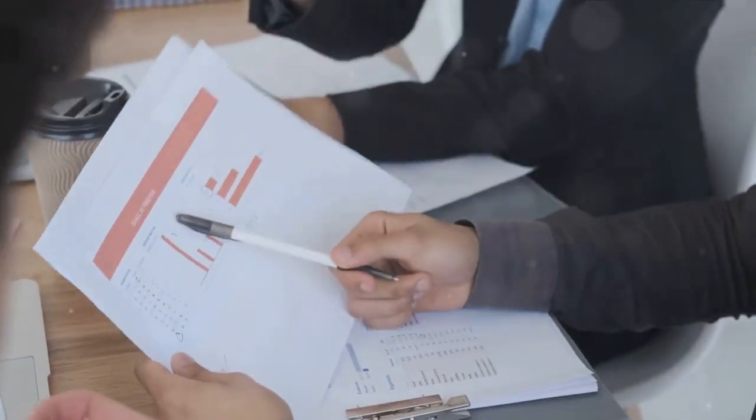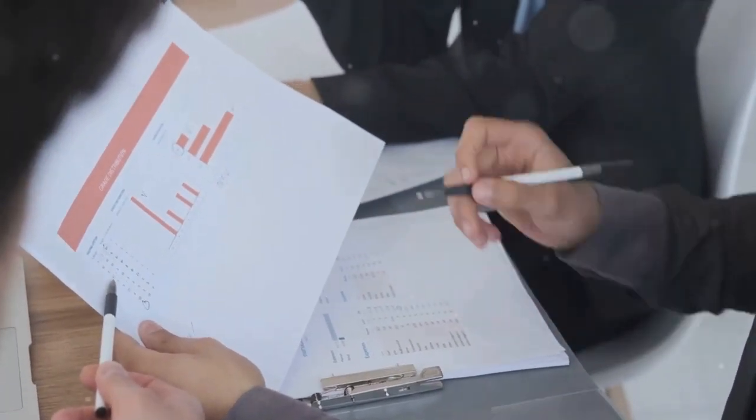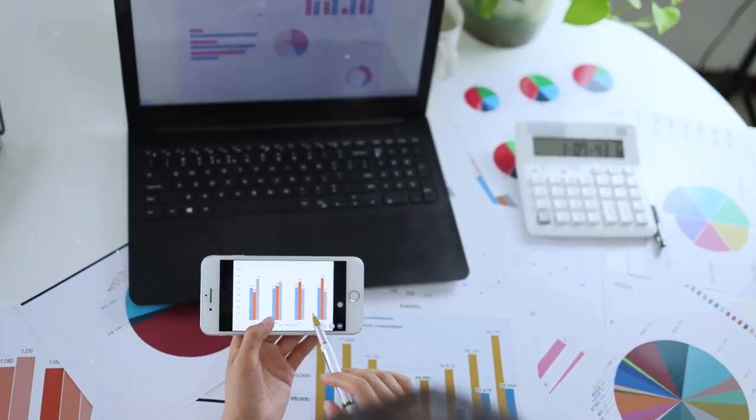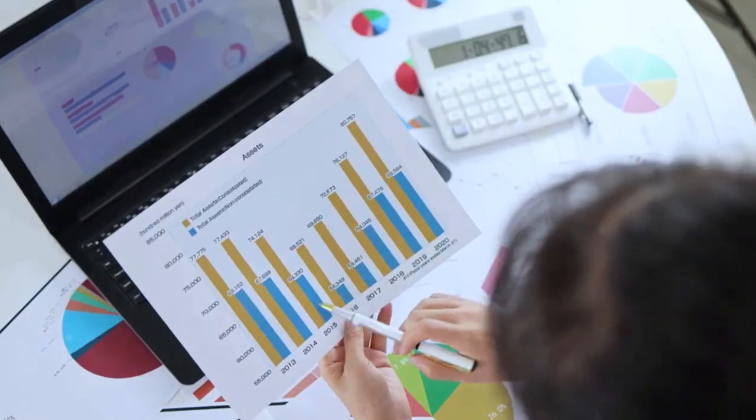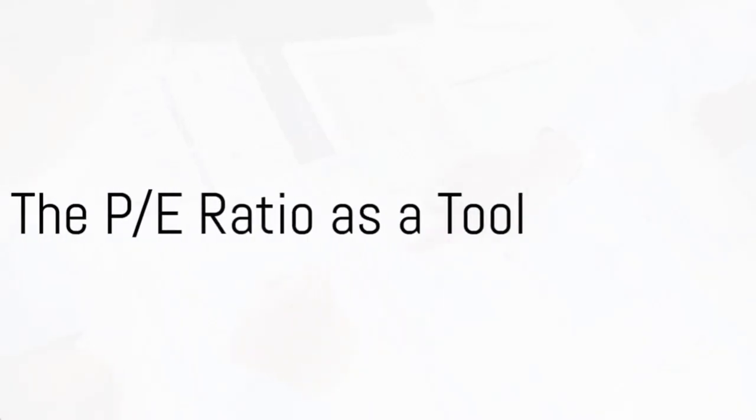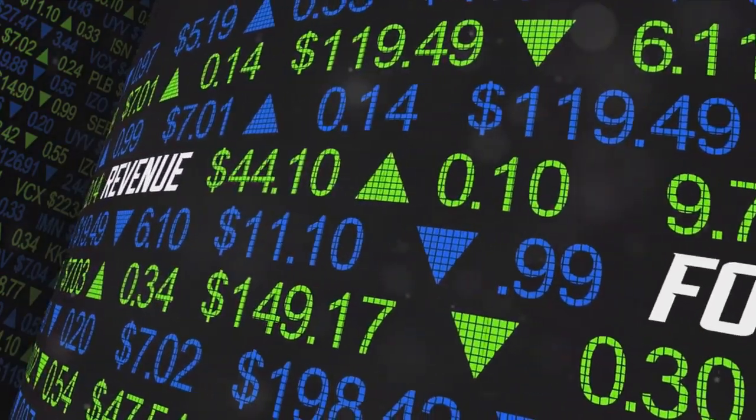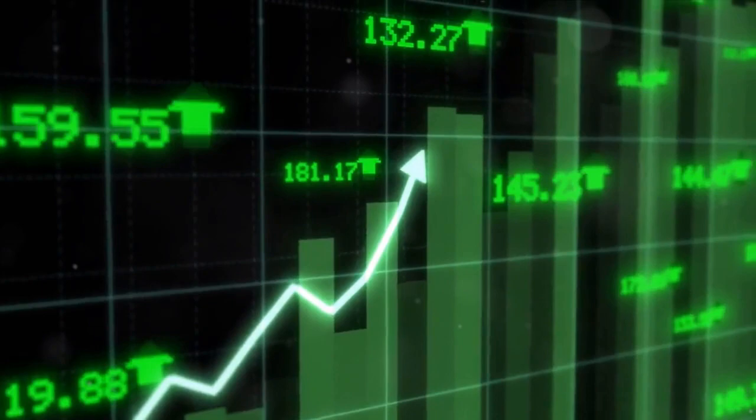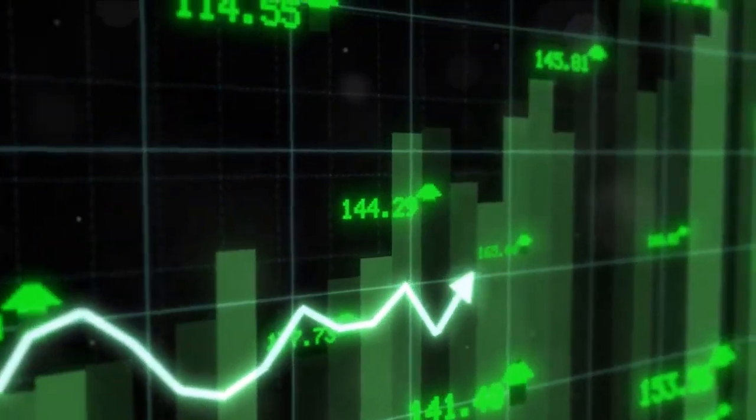A high PE ratio could mean that the stock is overpriced, or that investors are expecting high growth. A low PE ratio could indicate that the stock is undervalued or that the company is not expected to grow significantly. But remember, the PE ratio is just one tool in the investor's toolbox. It's not a magic crystal ball that can predict a company's future. It's a snapshot of how the market values the company at a specific point in time based on its earnings.